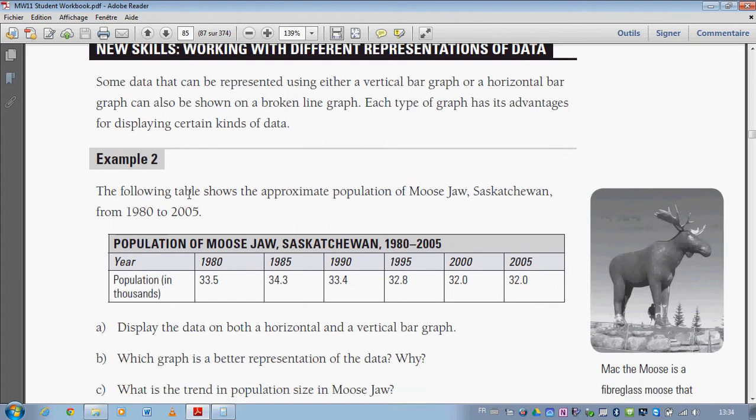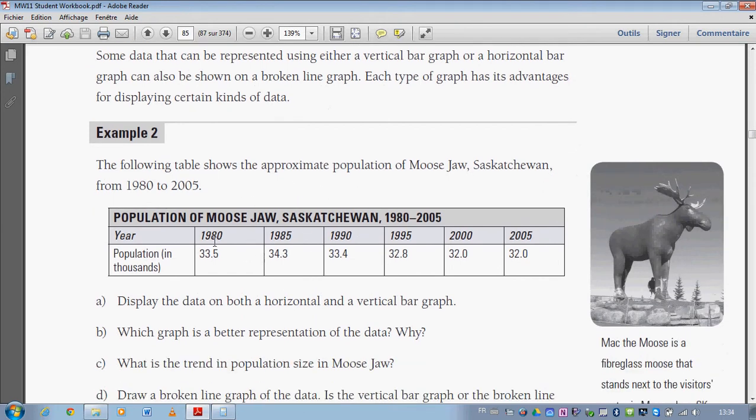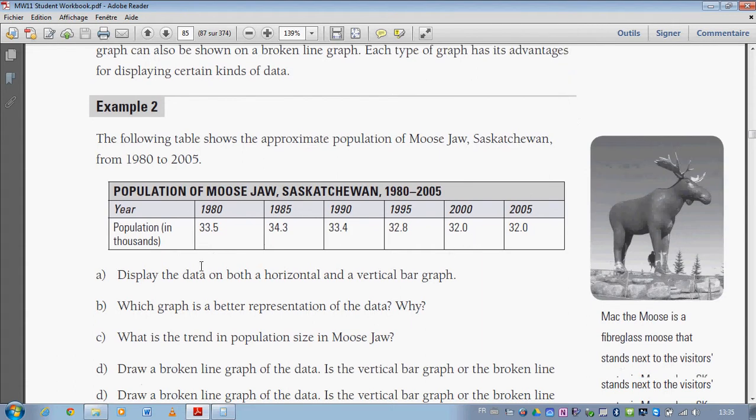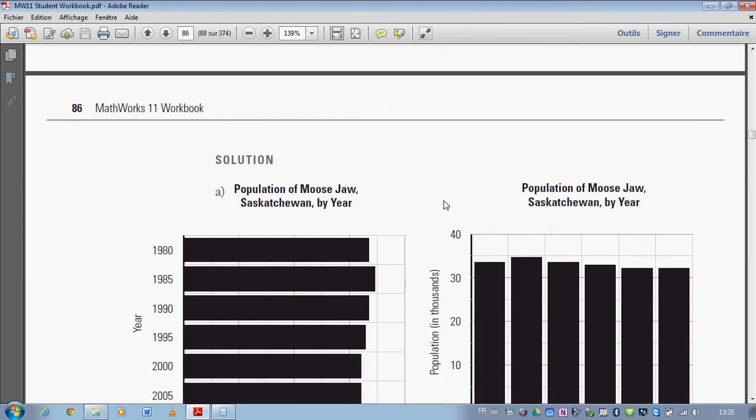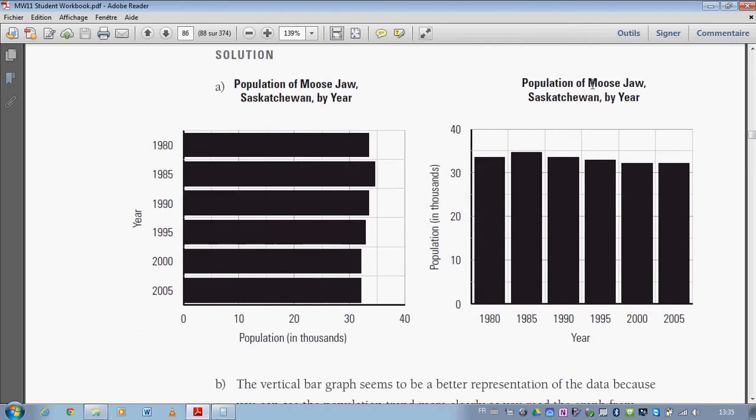Okay, so example two, kind of the same idea: population of Moose Jaw, year, and then here's your population. So display the data on both a horizontal and a vertical bar graph. We're used to displaying it on the vertical bar graph, which is this one right here on the right hand side. You've got the independent value down here, and you've got the dependent value up here on the y-axis.